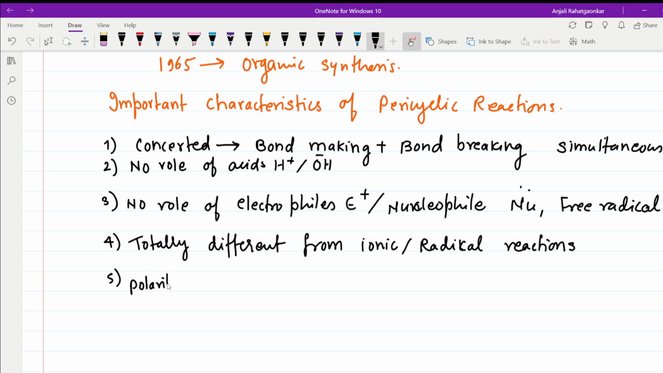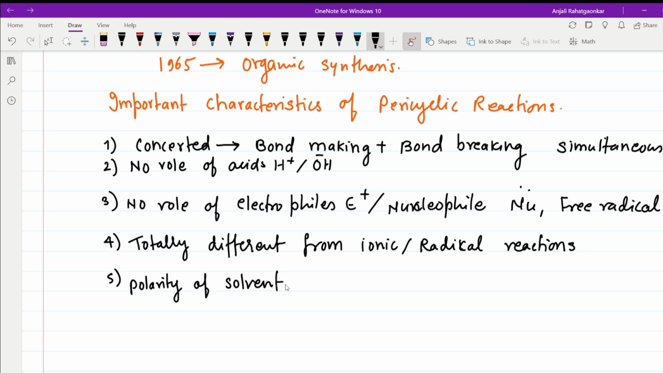Have you seen that? The polarity of the solvent. Now, what polar solvents are we using generally in the reactions? We are using methanol, water, ethanol, acetic acid. There are so many polar solvents.